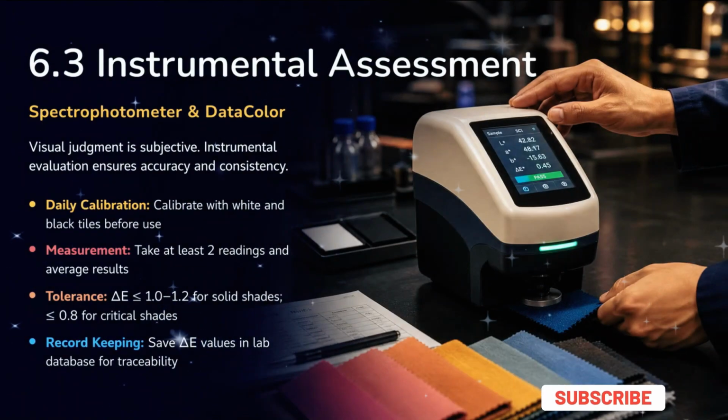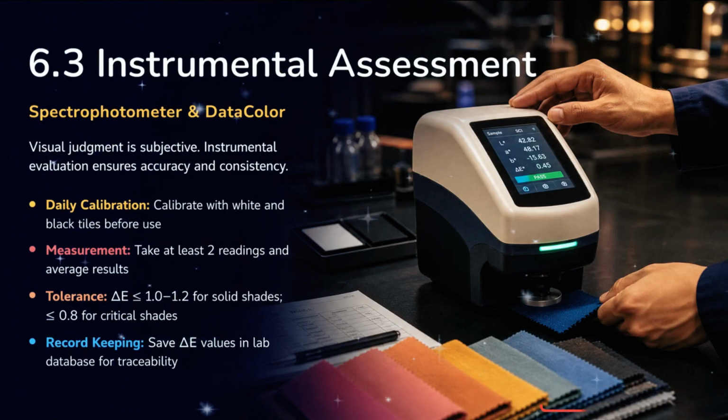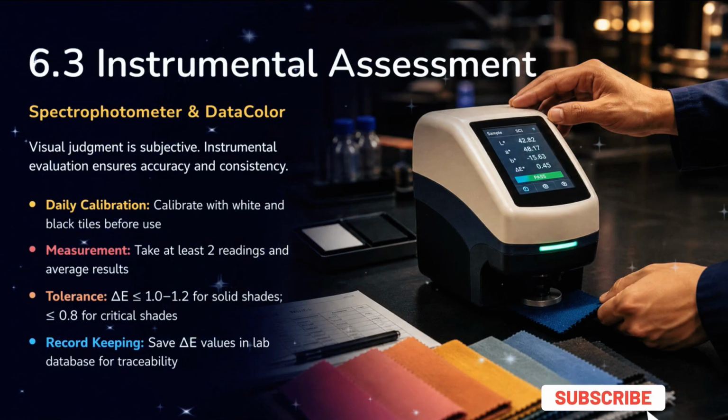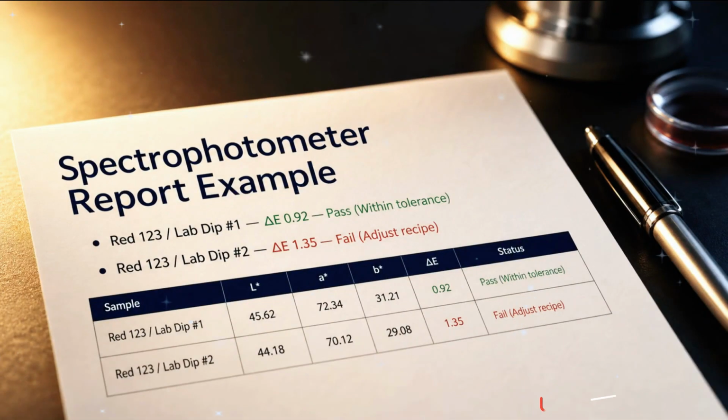Instrumental assessment with a spectrophotometer ensures accuracy and consistency. Remember daily calibration, taking at least 2 readings, setting appropriate delta E tolerances, and saving the values for traceability. This example report shows how instrumental readings help. LabDip 1 passes with a delta E of 0.92, while LabDip 2 fails at 1.35 and requires a recipe adjustment.